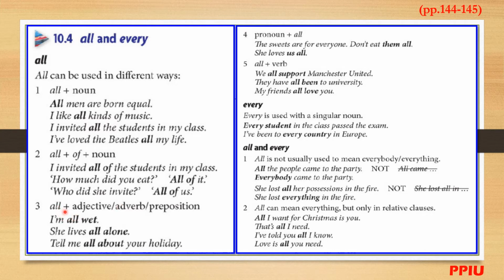Number three is all plus adjective, adverb or preposition. I'm all wet. She lives all alone. Tell me all about your holiday. So this one is about an adjective, this one is about an adverb, and this one is about a preposition. Alright, so something like that.